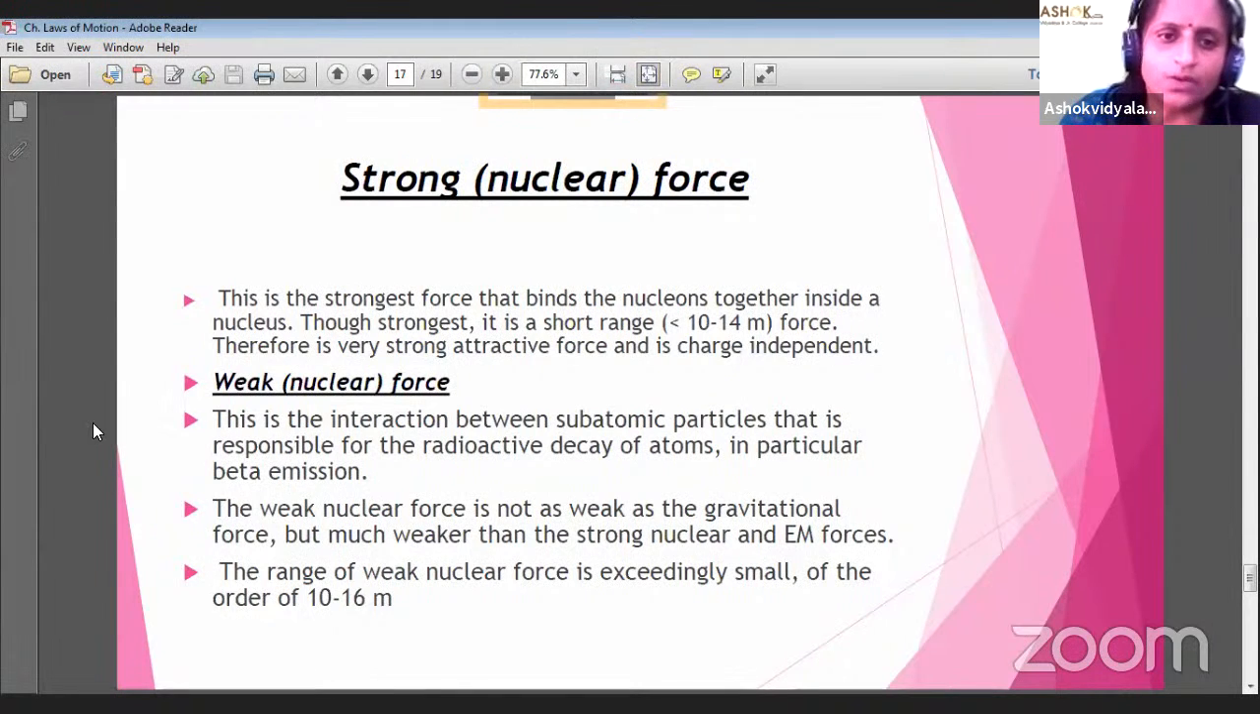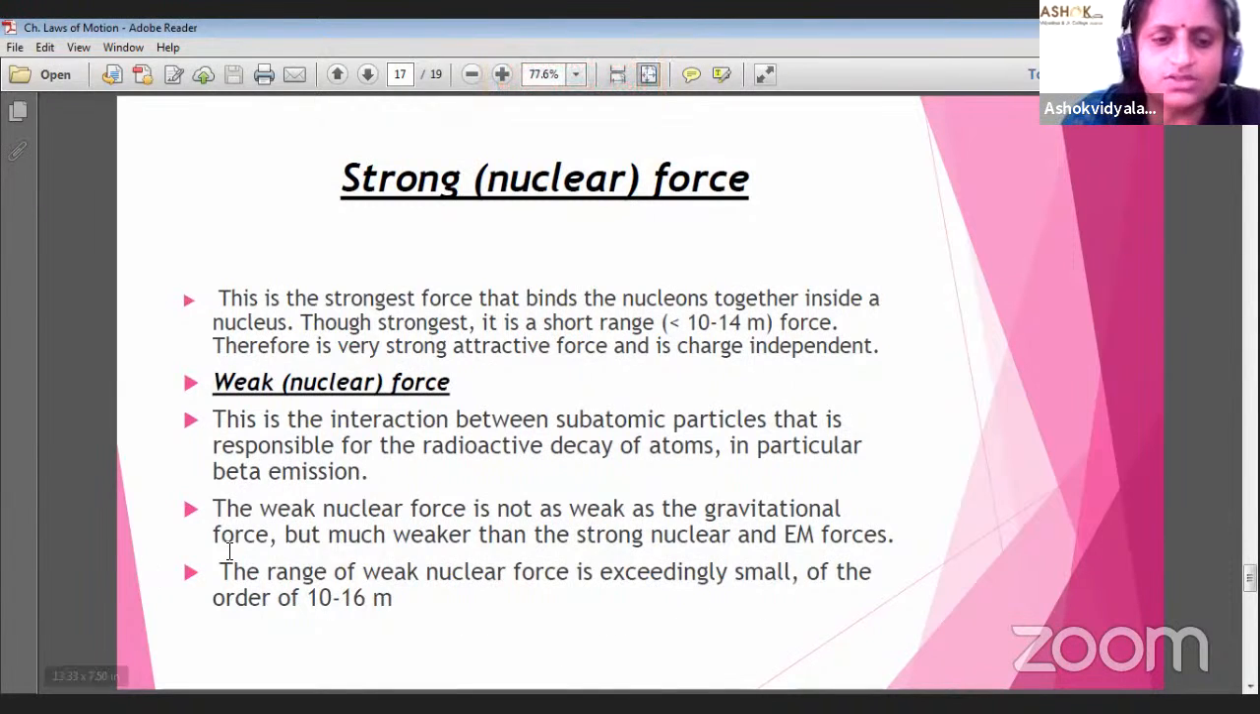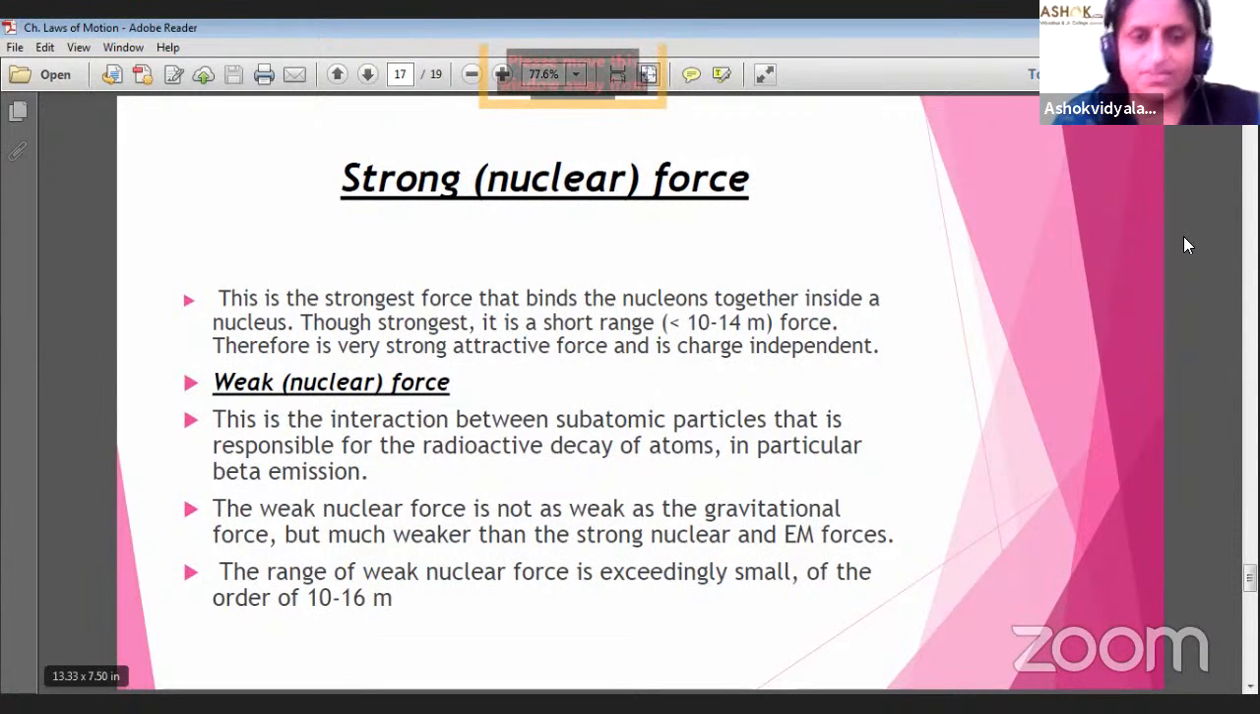Last one, weak nuclear force. This is the interaction between subatomic particles that is responsible for the radioactive decay of atoms, in particular beta emission. The weak nuclear force is not as weak as the gravitational force, but it is much weaker than the strong nuclear and electromagnetic forces. The range of weak nuclear force is small, on the order of 10 raised to minus 16 meters. This one is the weak nuclear force.